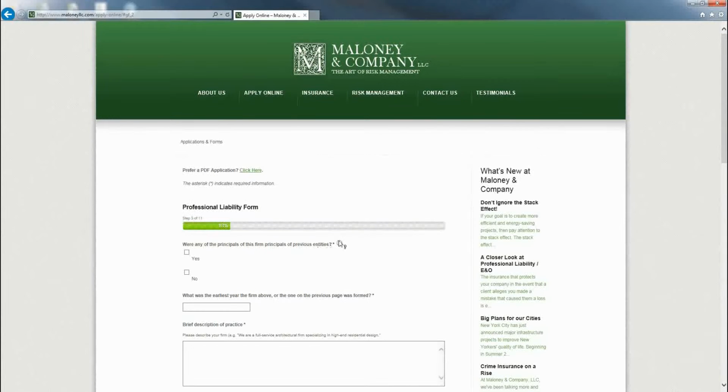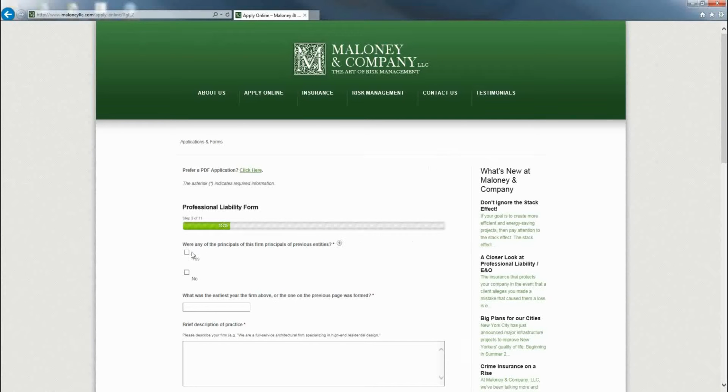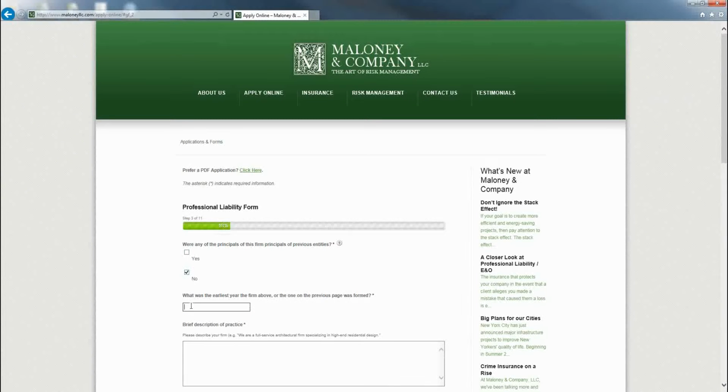Step 3. You will notice throughout the application that some questions will have a question mark next to them. Click on these for further information relevant to that question. If a principal of the firm shown in question 1 was the principal of another entity, please list that firm here. We should discuss whether you would like coverage for that other firm or for the principal's involvement in that other firm. Depending on the decision of the underwriter, you may be able to get coverage for that past work.